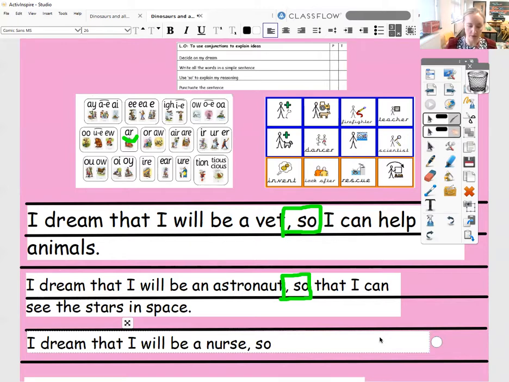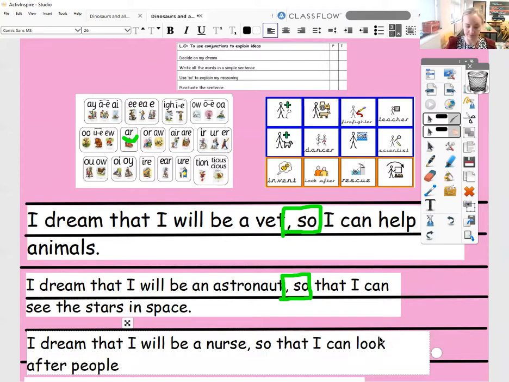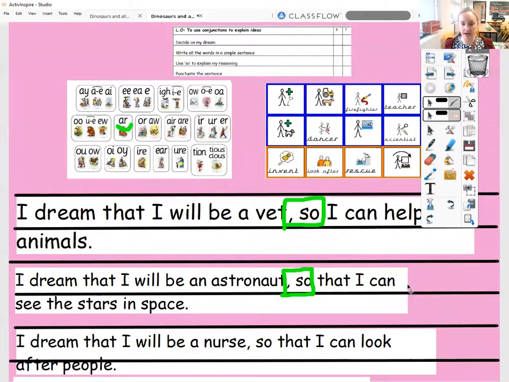I think I'm going to have, so that I can look. Help me spell look. Look. And we had that sound the other day. Look after people. Great. And let me check. I've still got my so and my comma. Yes, I have. Great.